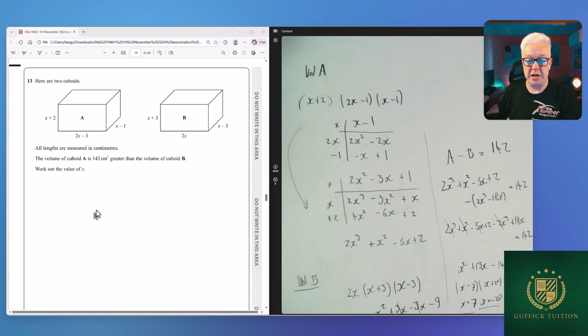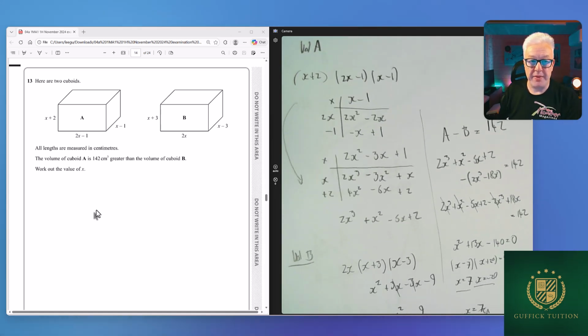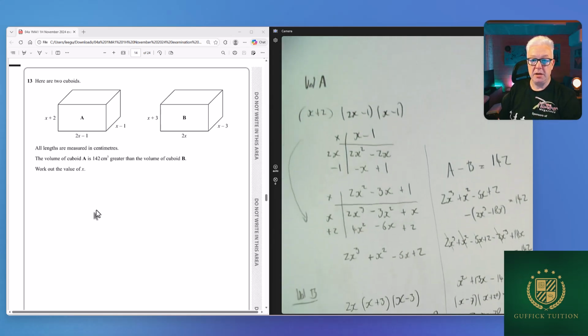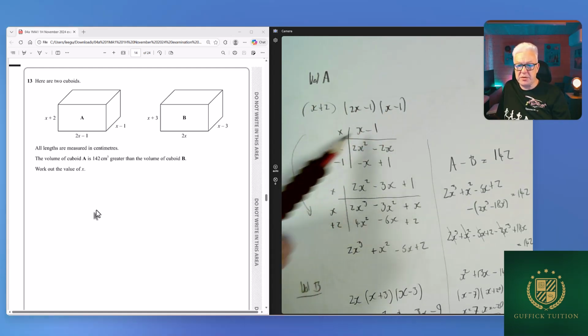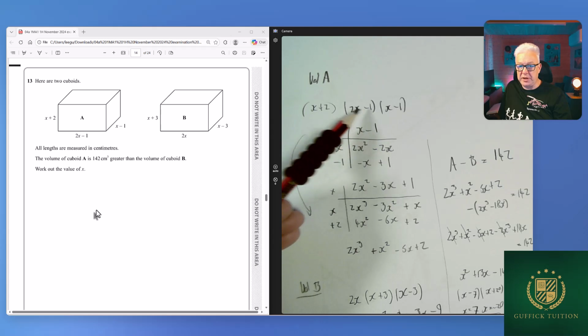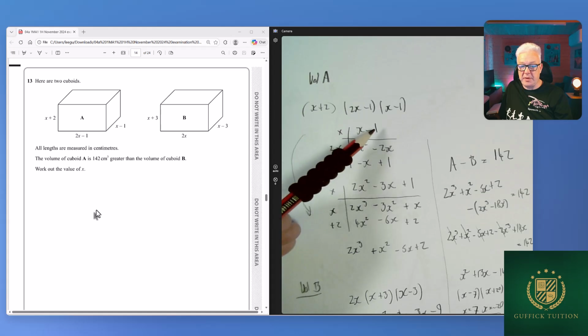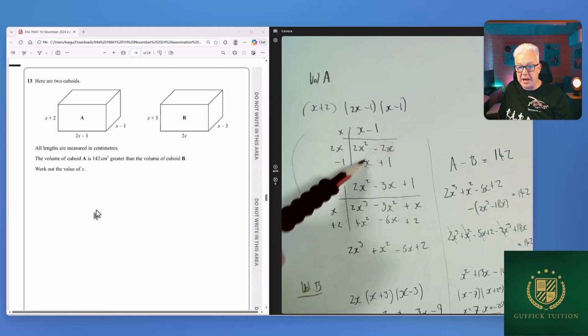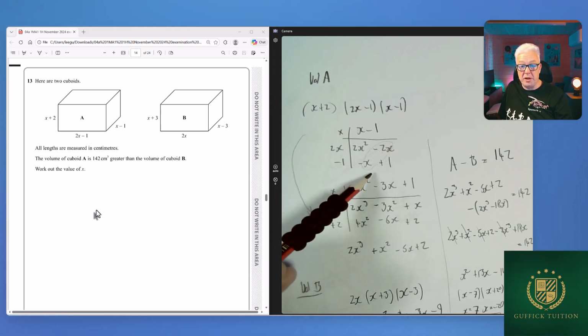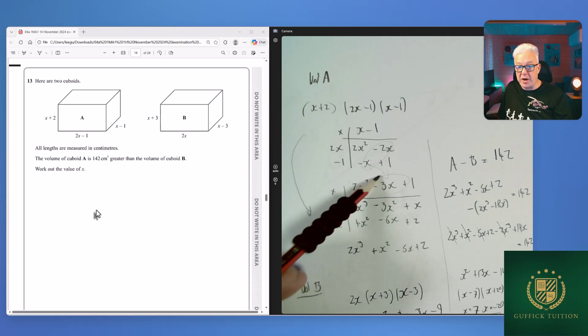So the first thing we need to do is work out what is the volume of A, and then what is the volume of B. That's just expanding a triple bracket to work out the volume of A. So I've worked out 2x minus 1 times x minus 1. I write down my grid for these two. So 2x times x is 2x squared. 2x times minus 1 is minus 2x. Minus 1 times x is minus x, and minus 1 times minus 1 is plus 1. Collecting like terms, I get 2x squared minus 3x plus 1. So that there is the answer to that double bracket expanded.